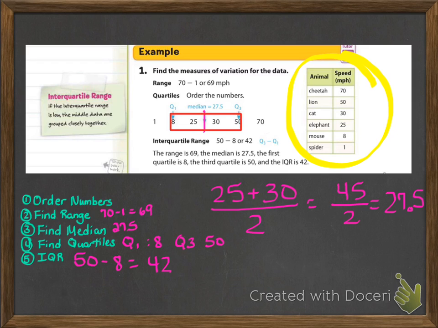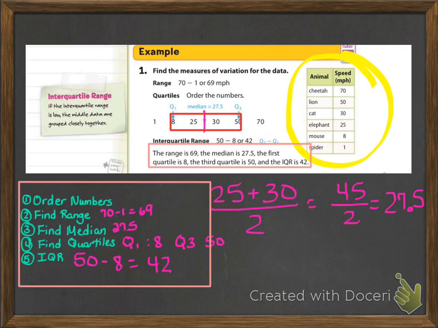Now, they went ahead and wrote this in sentence form over here. If you notice in this area right here that I'm putting a box around in a pale pink color, they gave it to us in sentence form. Make sure you read your directions carefully, because if it's asking you to describe the measures of variation, then you would have to put it in sentence form. In this example, since it said just find the measures of variation for the data, I'm okay with you just listing them the way I did here.